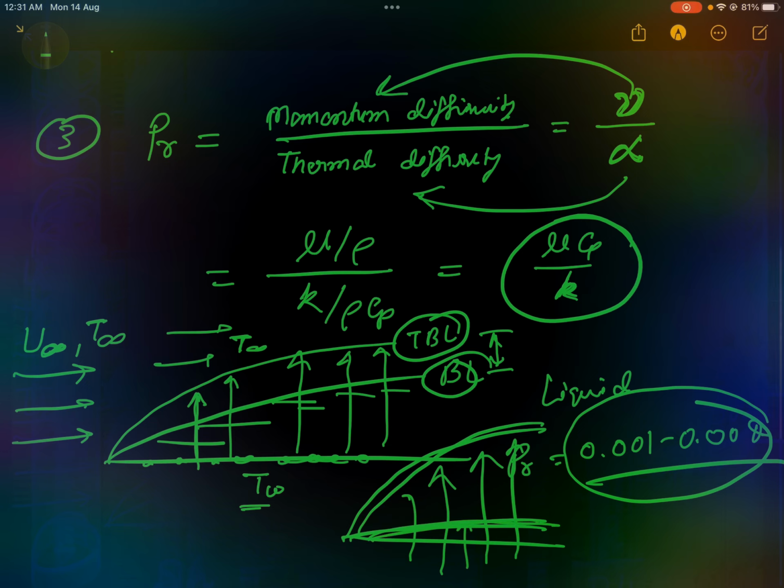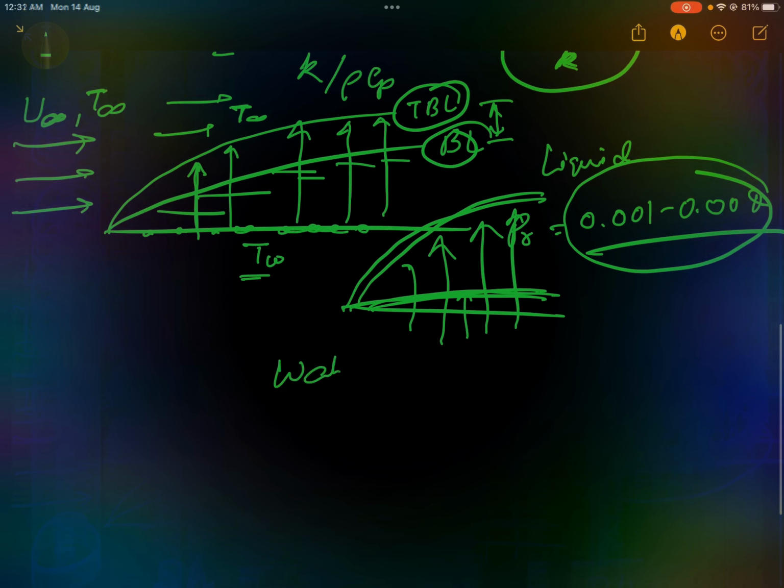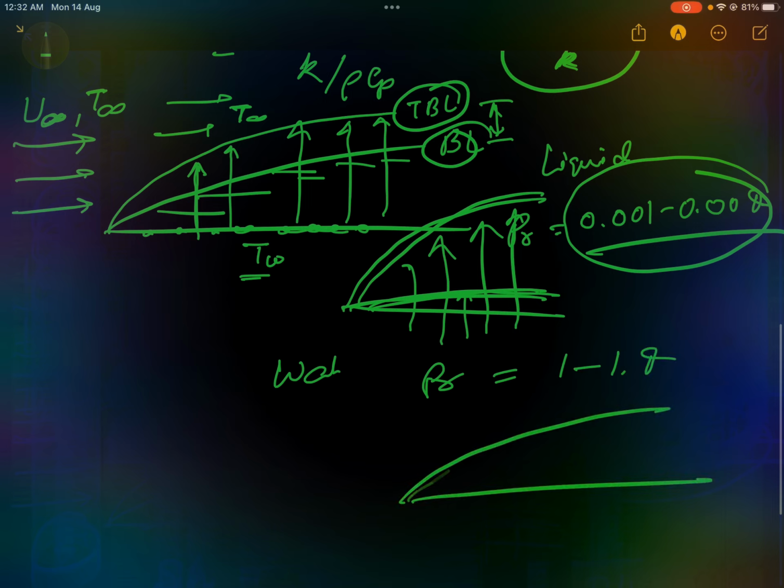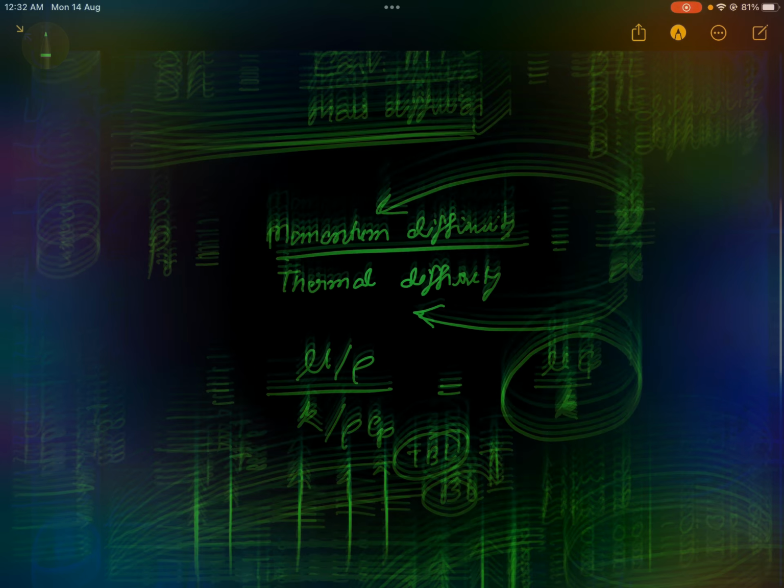In the case of water, the Prandtl number comes out to be around 1 to 1.4. It means that momentum diffusivity and thermal diffusivity are comparable enough.